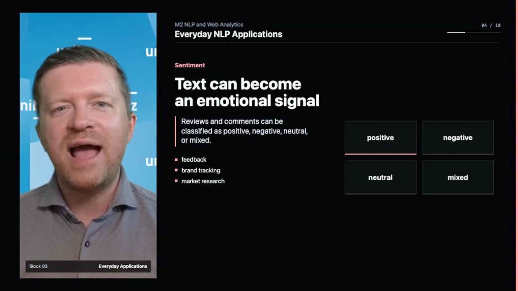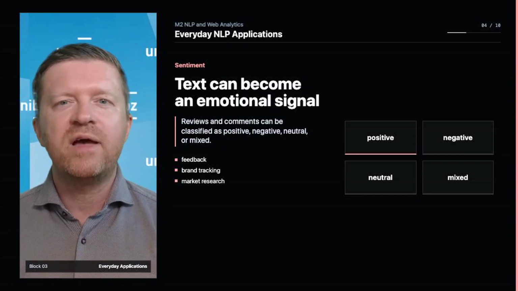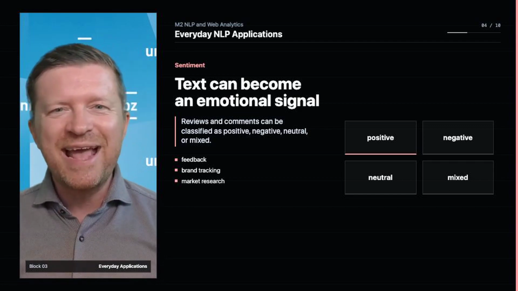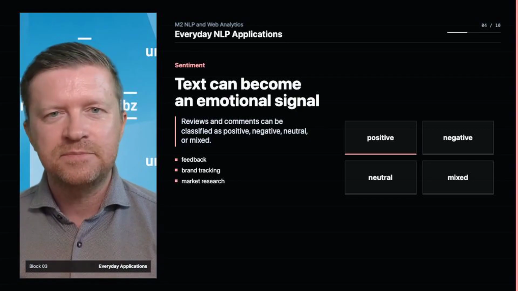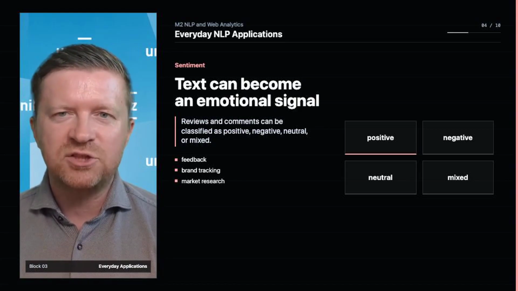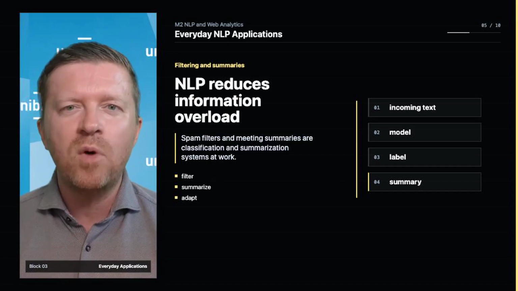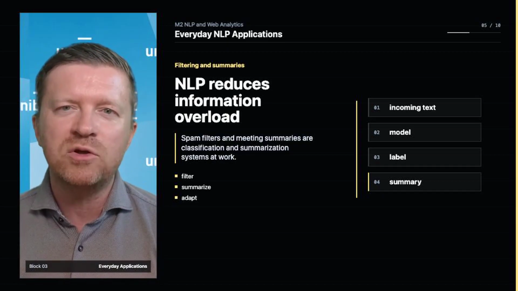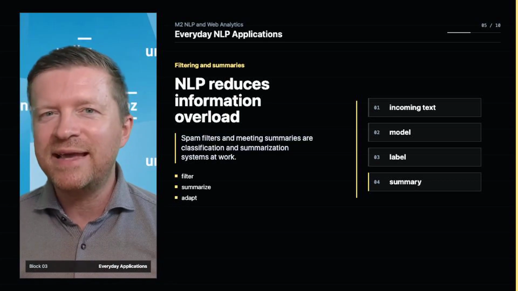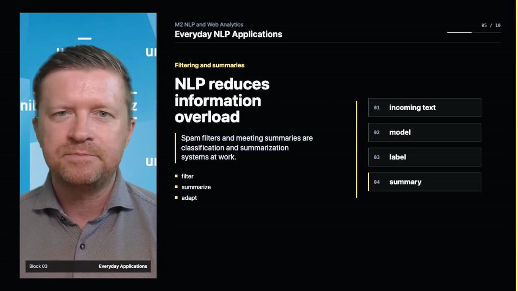The goal is to estimate the emotional orientation of text. For example, whether a review is positive, negative, neutral, frustrated, enthusiastic, or mixed. Email filtering is also NLP. Spam detection in Gmail and similar systems has become so effective that most users rarely see the amount of spam being filtered in the background. The system is classifying incoming text, learning patterns, and continuously adapting.